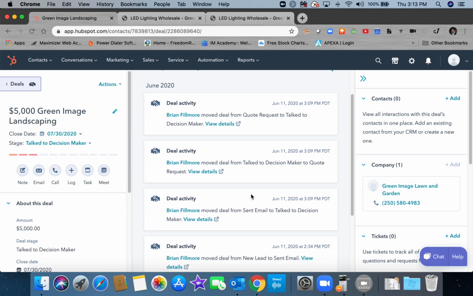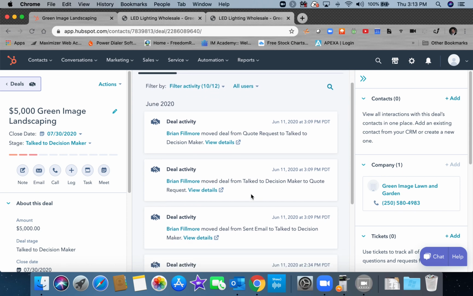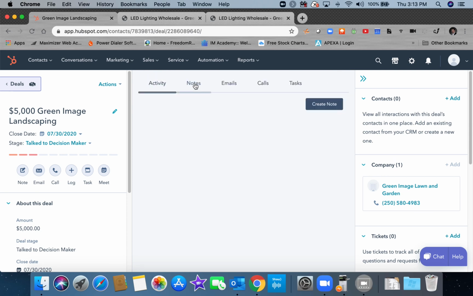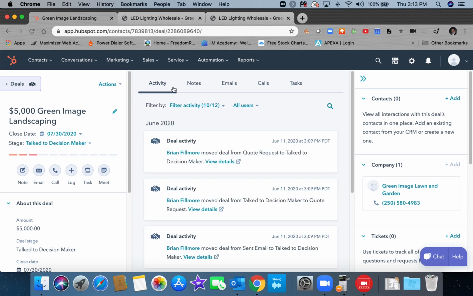Every single bit of activity we've had with them will stay right here. We don't lose anything. Any notes we have are here, emails that we've had back and forth. We actually send the emails right from the system. Any calls we make will be logged. Any tasks we create will be logged, but it's all really visible right from one central dashboard for each single contact that we have. Cool thing is, all this stuff is completely free.